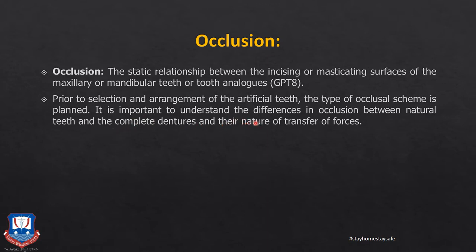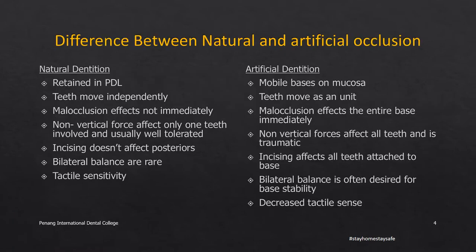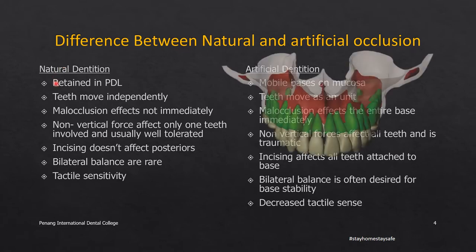It is important to understand the differences in the occlusion between natural teeth and the complete denture teeth. After all, they are quite different from each other. Now let us take a look at the differences between the natural and artificial occlusion. As we all know, natural teeth are retained in the periodontal ligament, which is anchored in the bone of the maxilla and the mandible. So these are the natural teeth.